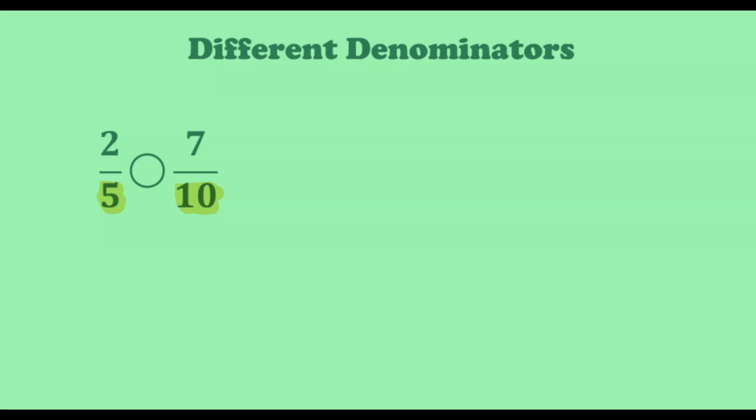Now how do we compare these two? What we do is find a common denominator. So we are going to use the concept of equivalent fractions for this. In the first fraction, we have a denominator of 5, and in the second fraction, we have a denominator of 10. What we need to do is find a common multiple of these two numbers. Now note that 10 is a common multiple of them both.